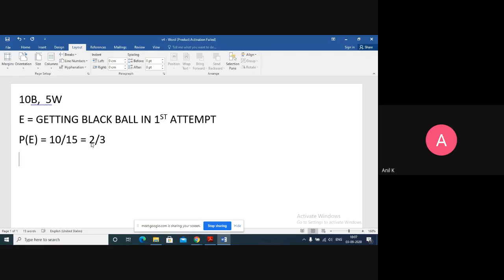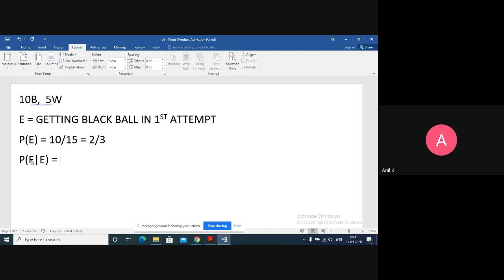Next, the second event is picking up the second ball, which is also black. If I want to say the second ball is also black, the first ball must also be black, because my final condition is that both the balls have to be black. So P of E is the event of getting the first ball as black. When you are performing the event F, your event E has already happened. Because my second ball is black, that means the first ball has to be a black ball only. So the probability of F happening after the happening of E.